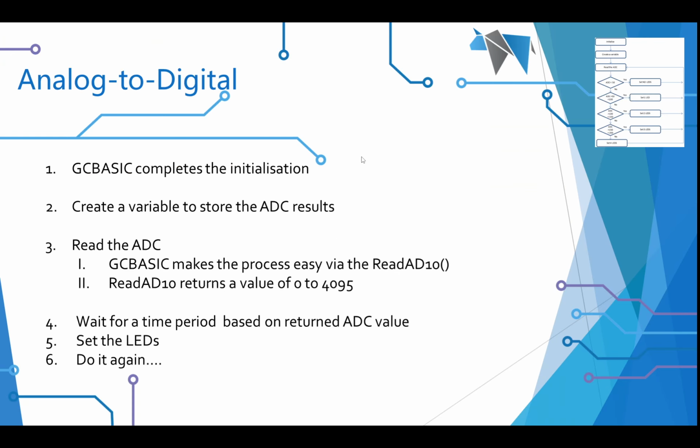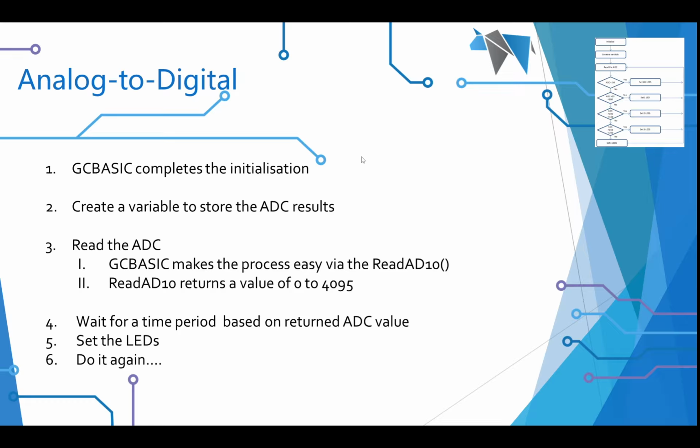So, we saw this before, analog to digital. GCBASIC completes an initialization process for you. You can put the return values into a variable. It then does the ADC, so it makes it really easy to make it work.